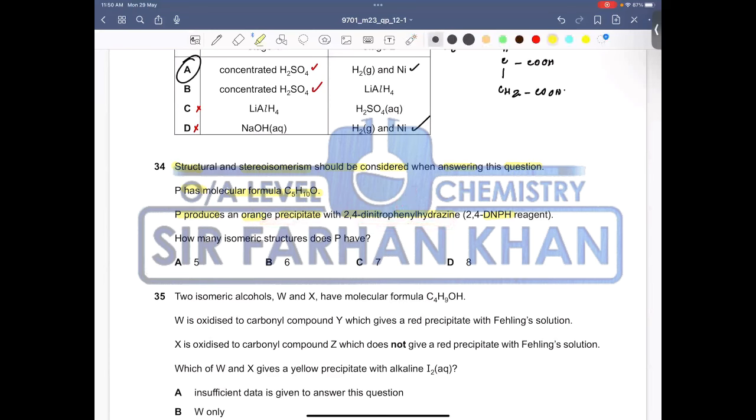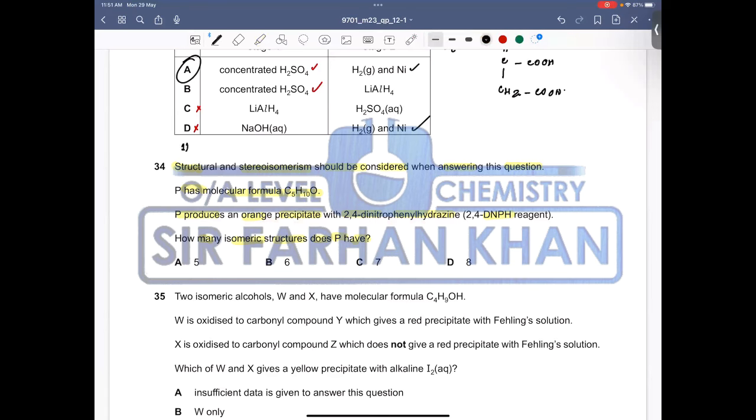So question is, how many isomeric structure does P have? So first of all, we need to make aldehyde, and then we need to make ketone, and then we need to decide how many structures we can get from this. Again, tricky part of the question, but it's all right. We have 5 carbon atoms.